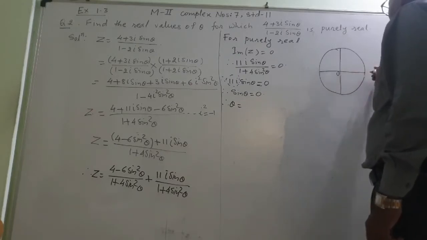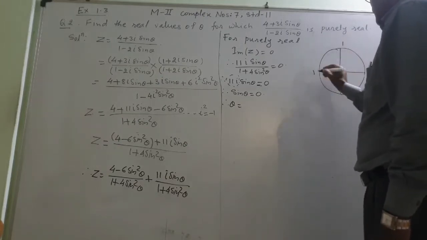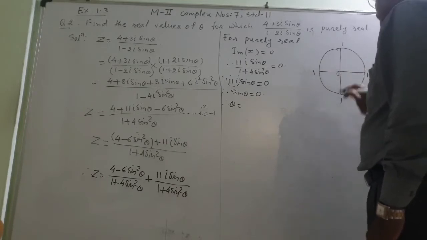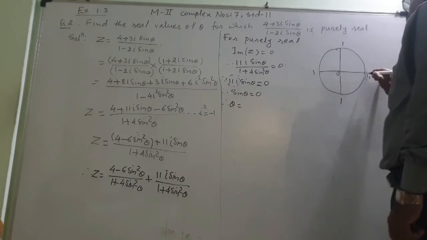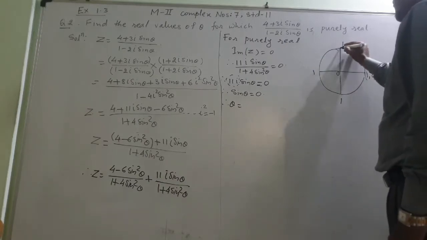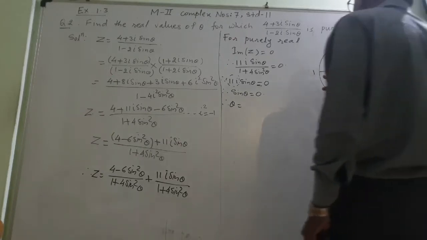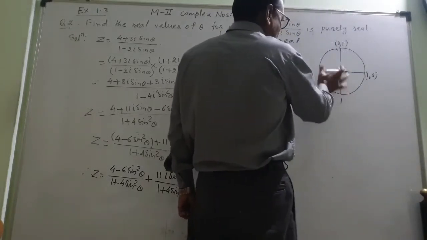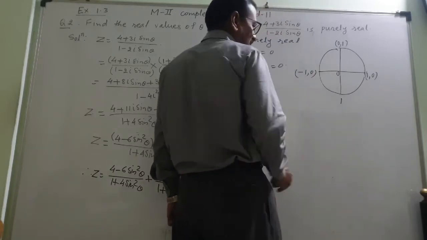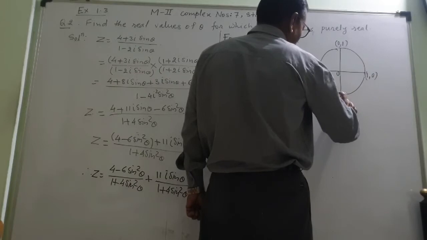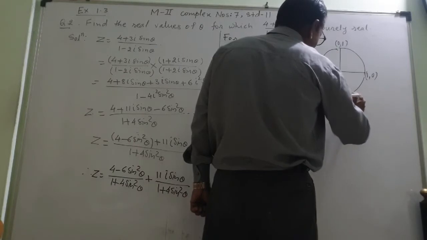This is 0. The length of this is 1. Length of this is 1. Length of this is 1. Length of this is 1. The coordinate of this point is (1, 0) because it is not going on the y-axis. Coordinate of this point: x coordinate is 0, y coordinate is 1. The coordinate of this will be, this length is 1, so this will be (-1, 0). Coordinate of this point: x coordinate is 0 and y coordinate below it will be -1.